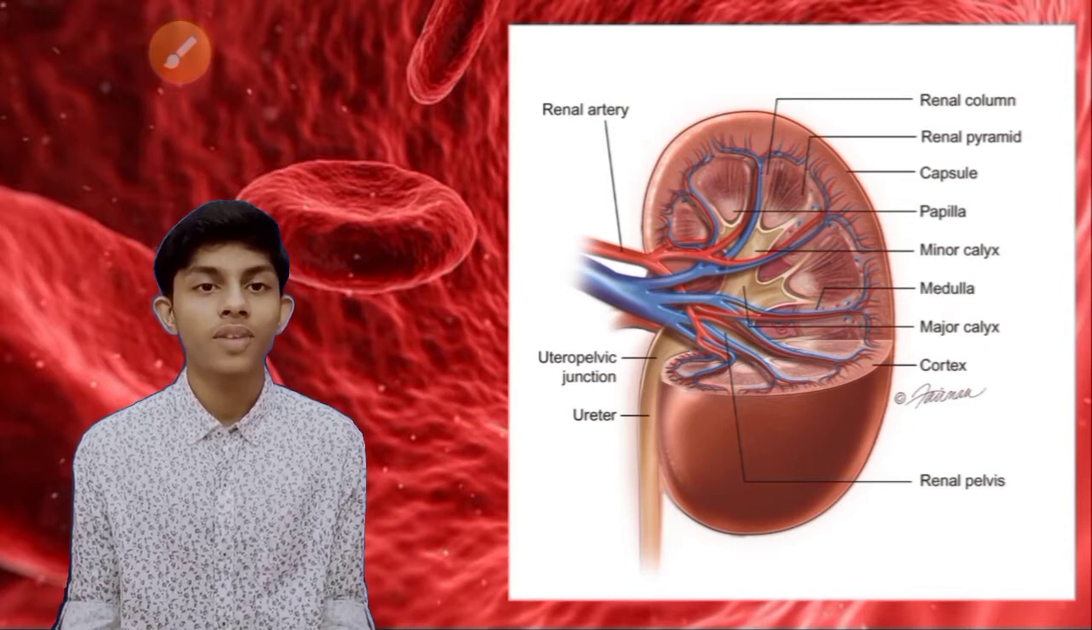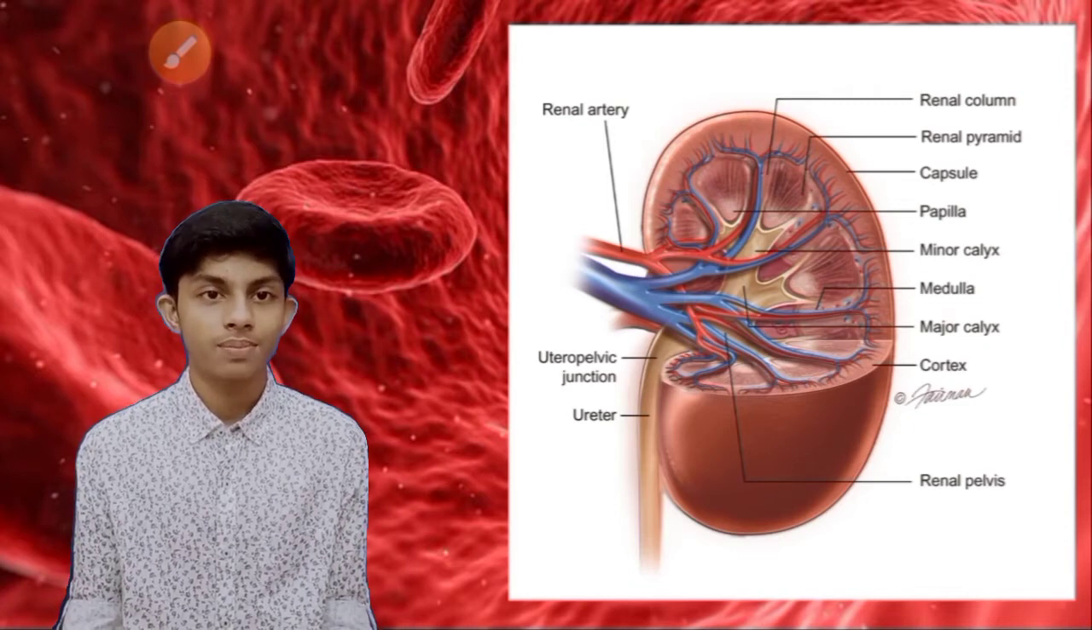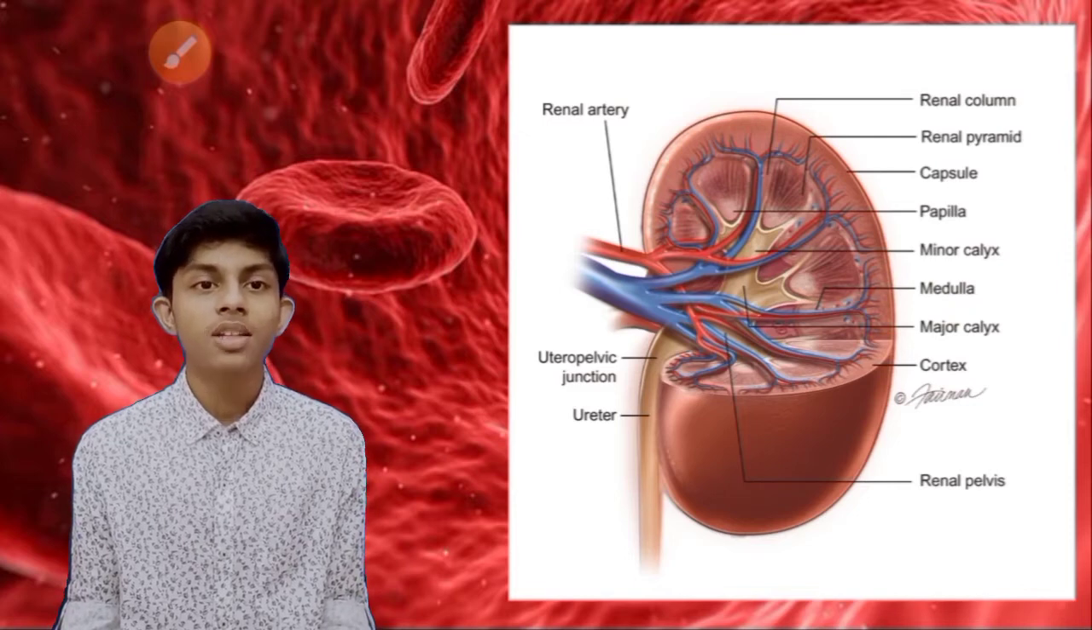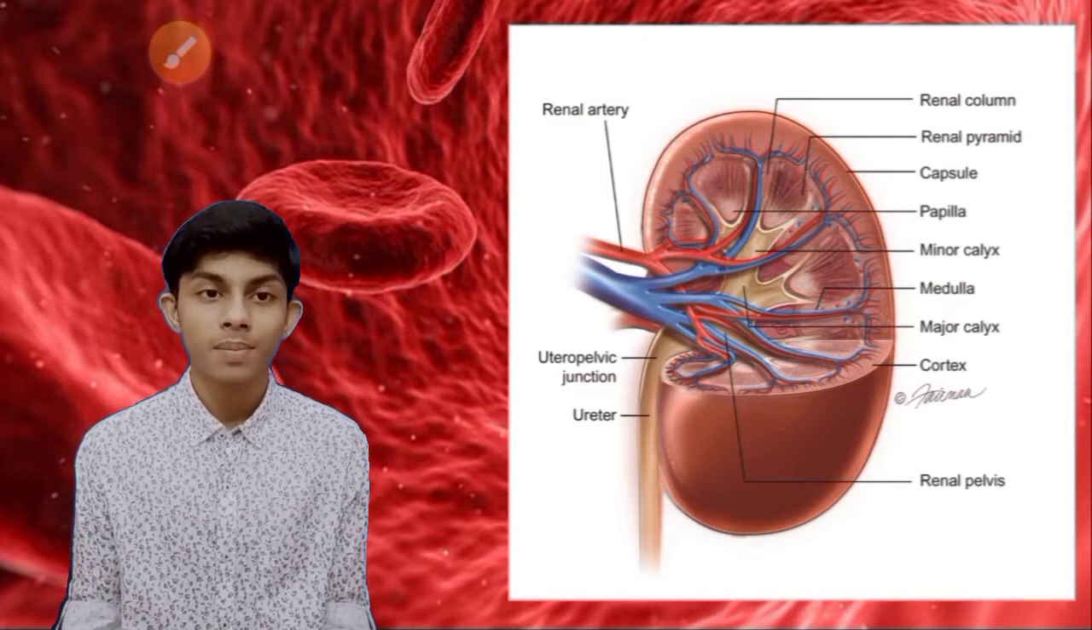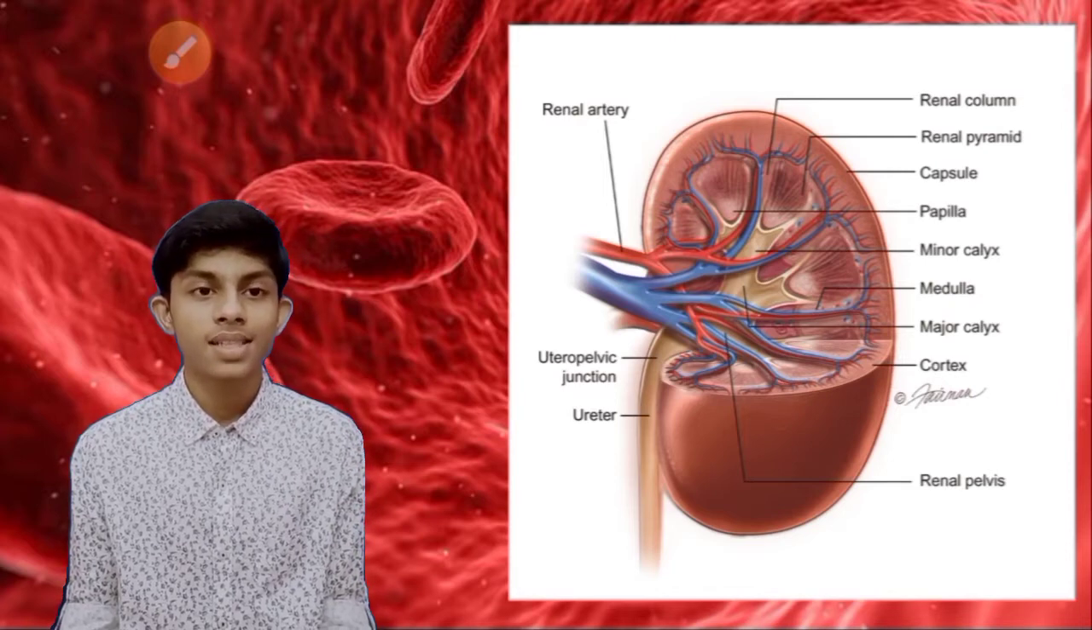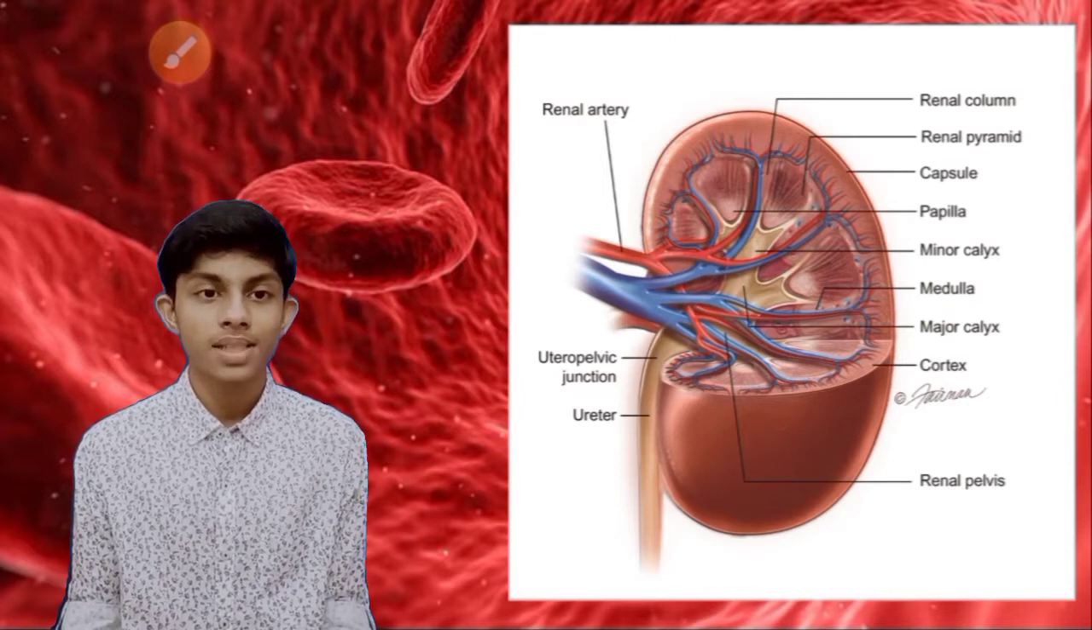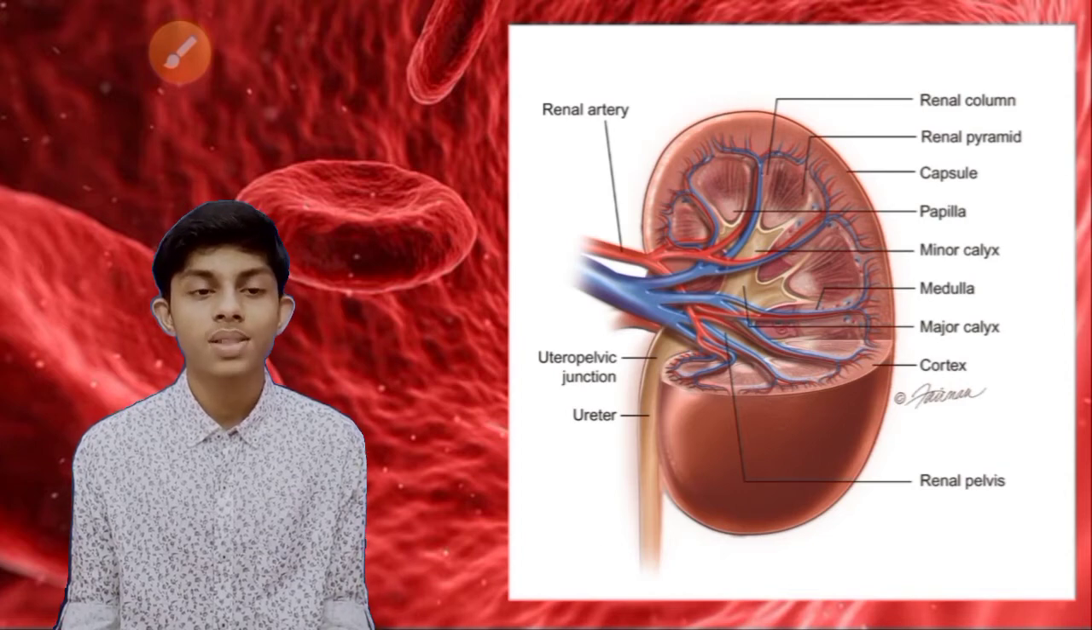The outer layer of the kidney is a tough capsule. Inside the kidney there are two zones, the outer cortex and the inner medulla. The medulla is divided into a few conical masses or medullary pyramids projecting into the calyces. The cortex extends between the medullary pyramids as renal columns called columns of Bertini.